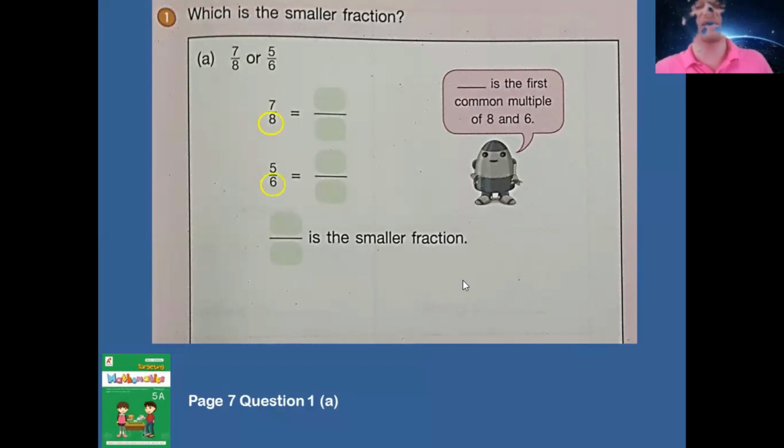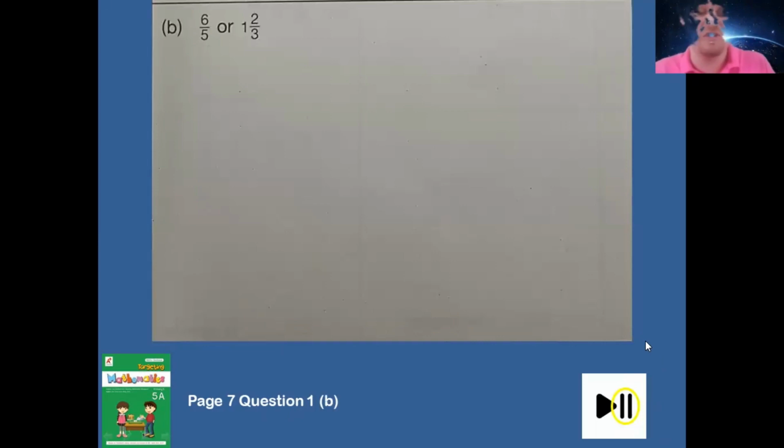We have 8 and 6 as the denominators. Common multiple, the first one would be 24, wouldn't it? Okay, 8 times 3 gives us 24, 7 times 3 gives us 21. 6 times 4 gives us 24, and 5 times 4 gives us 20. You can clearly see which fraction is smaller. It is 5 over 6, isn't it? Because the numerator 20 is smaller than the numerator 21. Great.